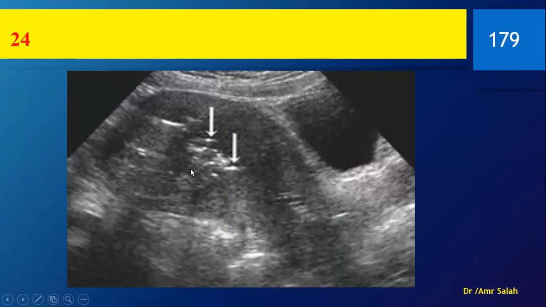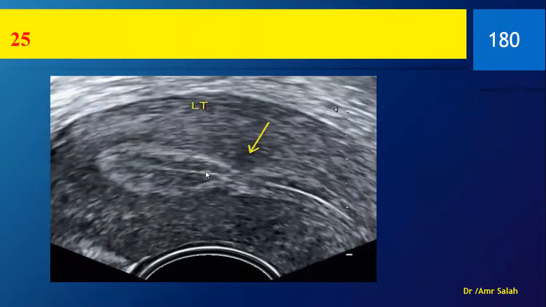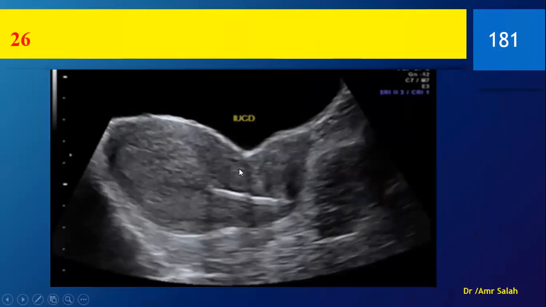What about this? If I tell you that this patient has fever and mucositis and she has these shadows in her uterus, so this is an endometritis. Bravo. This is a case of infertility, secondary infertility. So this patient has this irregular endometrial cavity. She has synechiae and adhesions.